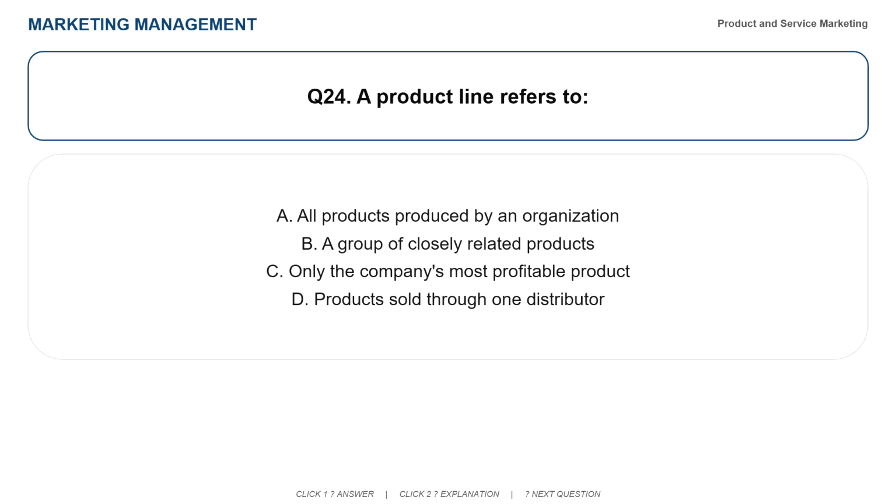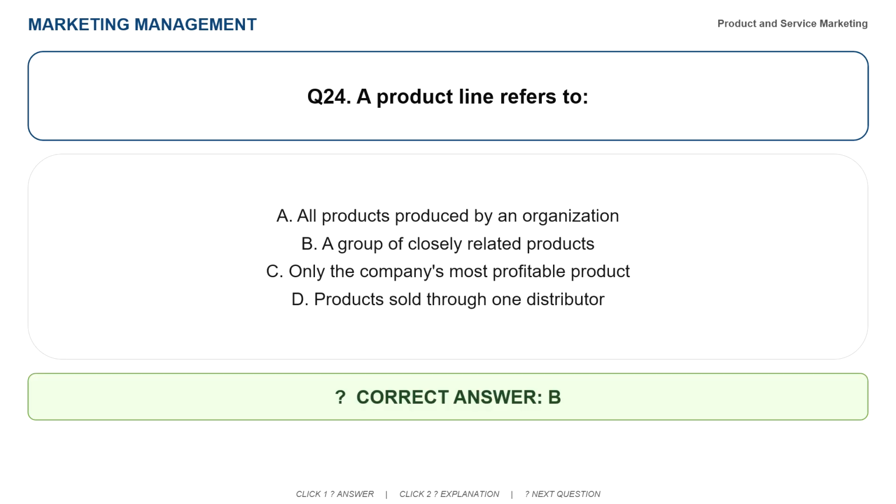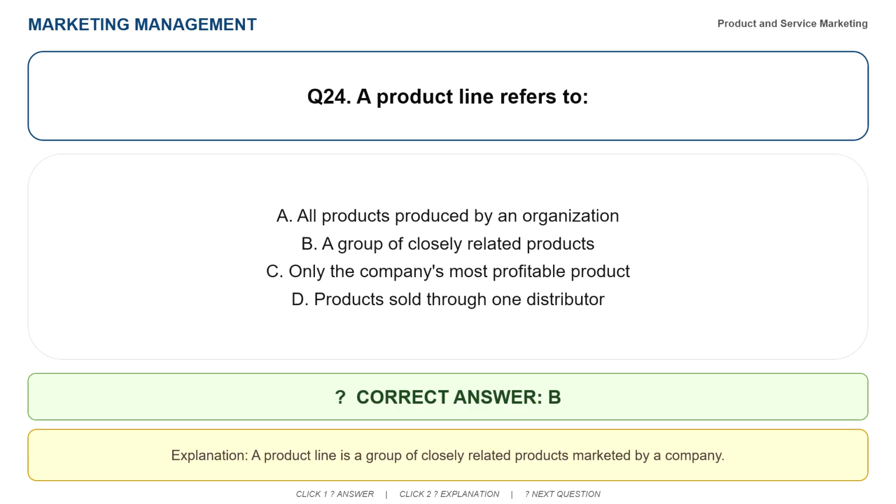Question 24. A product line refers to: Option A, all products produced by an organization. Option B, a group of closely related products. Option C, only the company's most profitable product. Option D, products sold through one distributor. The correct answer is B. Explanation. A product line is a group of closely related products marketed by a company.